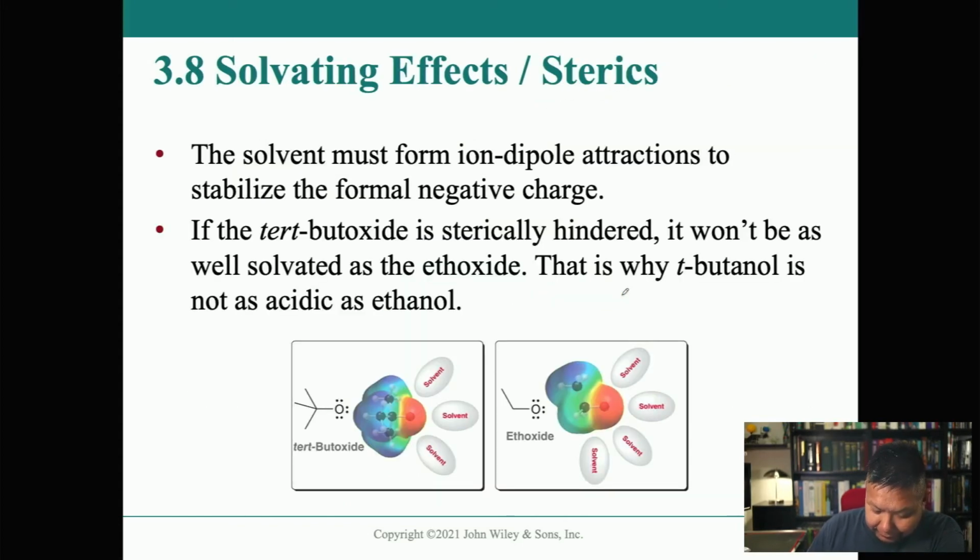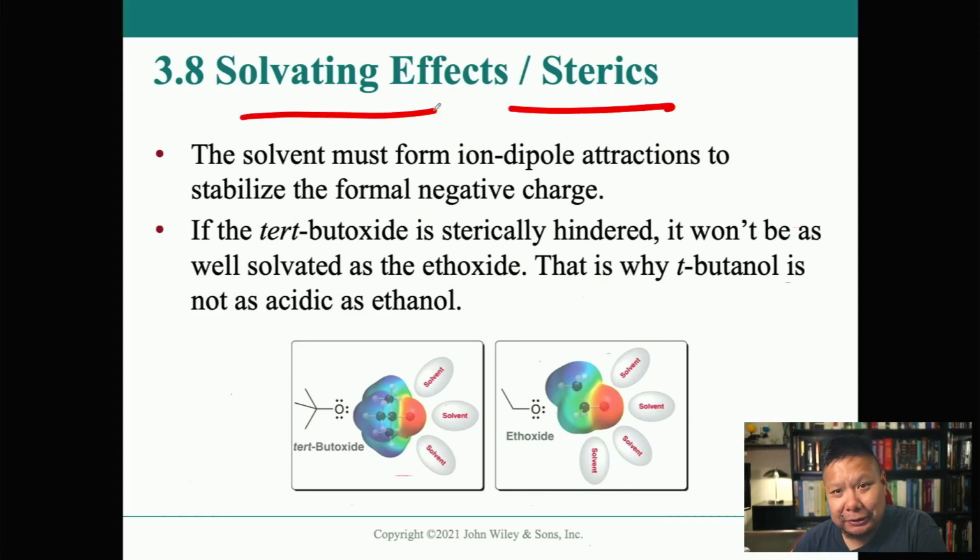It turns out that sterics and solvating effects also affect the pKa, right? And what does sterics mean? Well, sterics is something we'll get into a lot in the next few chapters, but basically, it's how much of the three-dimensional structure of an atom hinders things around it, right? It takes up so much space that it doesn't want to be around it, so it's sterically hindered, right, because of its shape.